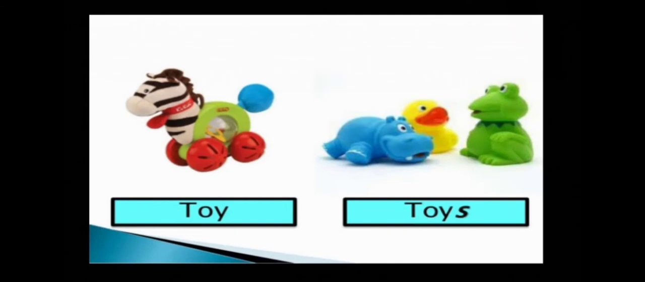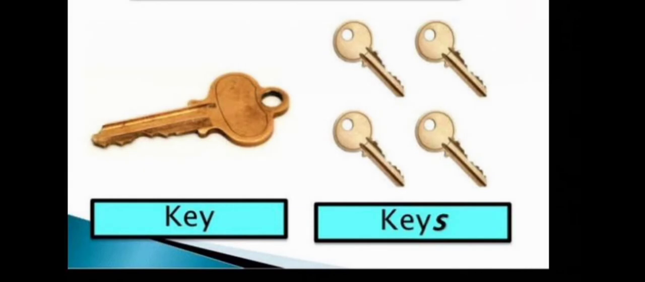So here the y-ending noun toy has a vowel before it. So we form the plural by just adding s. So the plural form becomes toys. Now the singular form of boy changes to the plural form by simply adding s. So it becomes boys in the plural form. Similarly, the singular form of key changes to keys in the plural form by adding s.